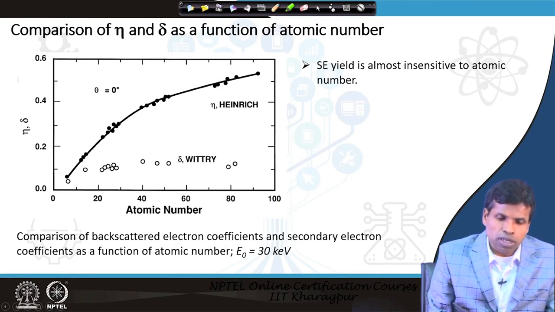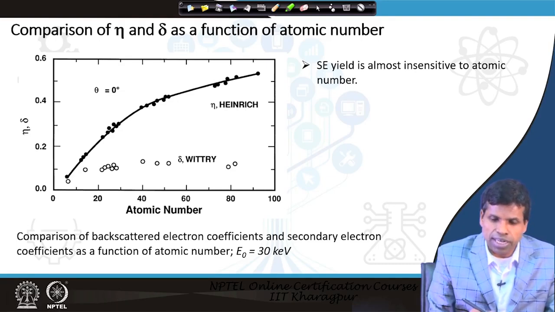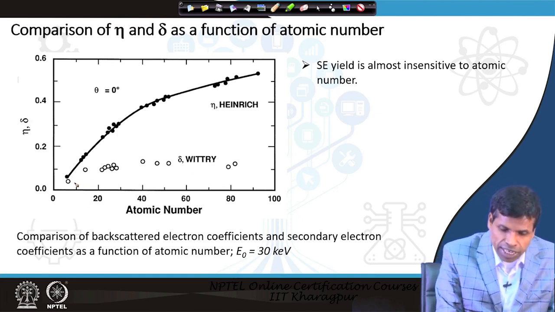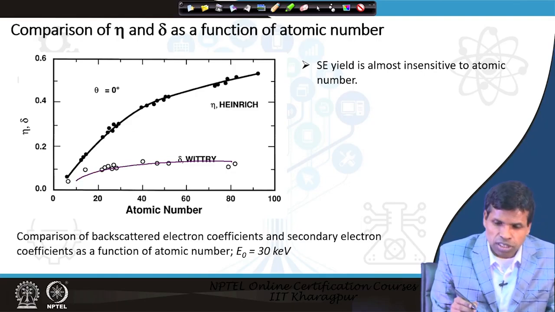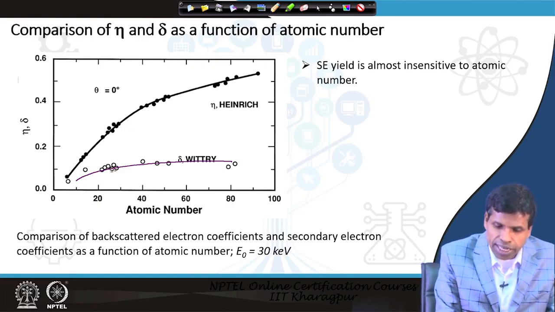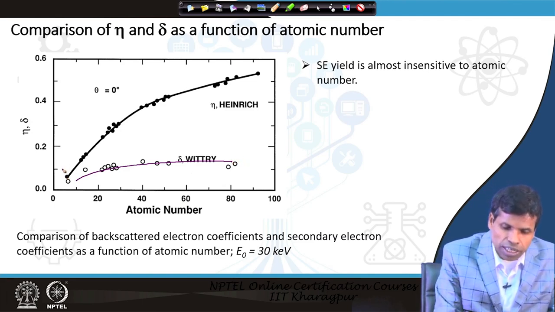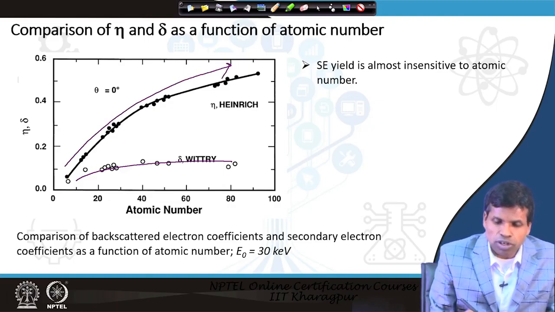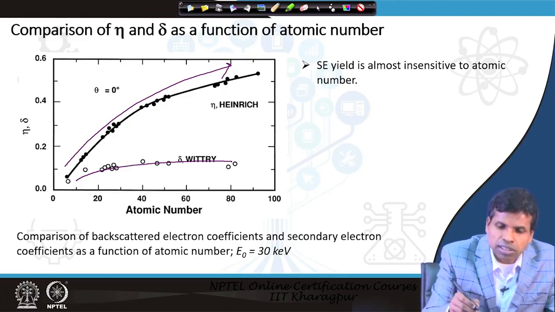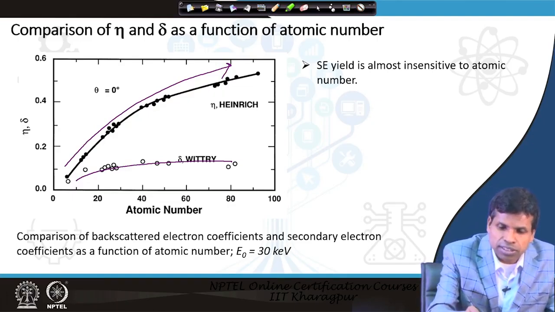So, this is the comparison between the secondary electron yield and the backscattered electron yield as a function of atomic number. As you see here, the secondary electron yield is almost insensitive to the atomic number. By changing the atomic number, there is almost no change in the secondary electron yield. On the other hand, the backscattered electron yield is changing drastically. Therefore, backscattered electrons can be utilized for knowing the distribution of different atoms present in the sample.